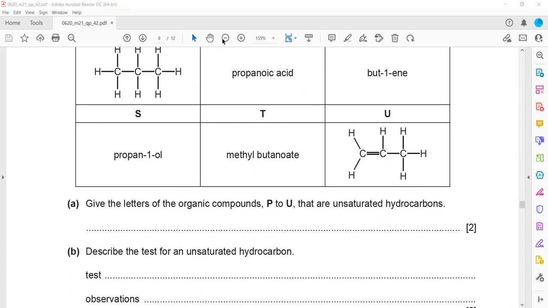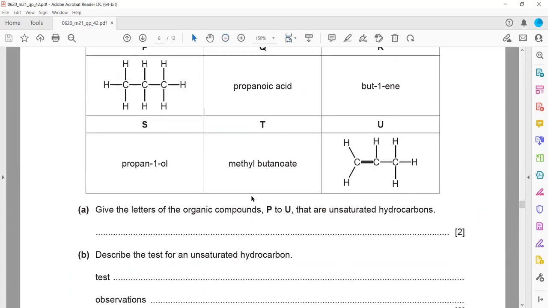Then describe a test for unsaturated hydrocarbon. What is the test for unsaturated hydrocarbon? We always use aqueous bromine or bromine water. Aqueous bromine is originally orange in color, but when it reacts with an alkene, it decolorizes. So the observation: the orange color will disappear, or the color changes from orange to colorless.